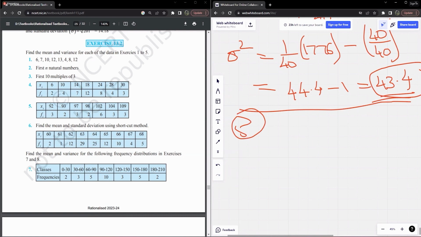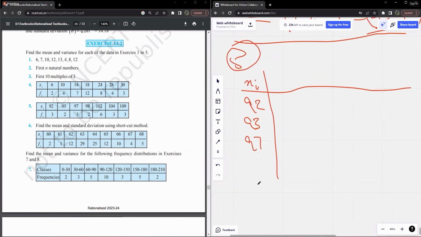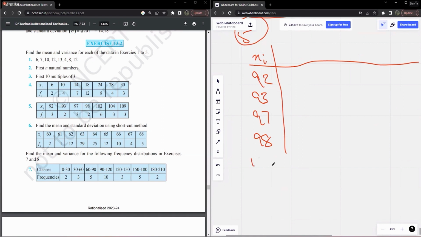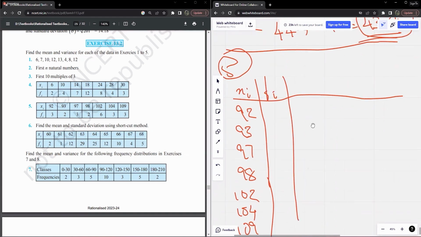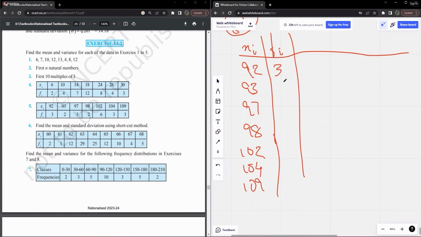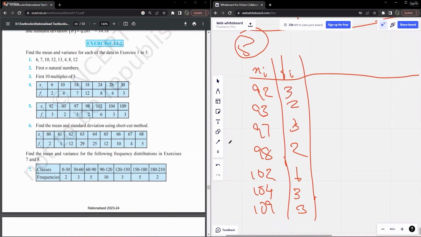Similar kind of question. You have xi's being 92, 93, 97, 98, 102, 104, and 109. Right? And the fi's being similarly 3, 2, 3, 2, 6, 3, and 3. Right? Using a similar tactic, right? Let this be the assumed mean A.